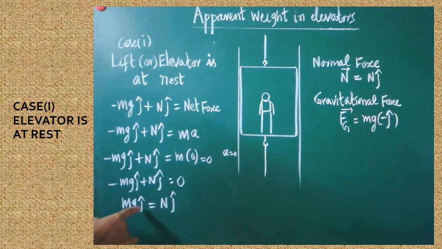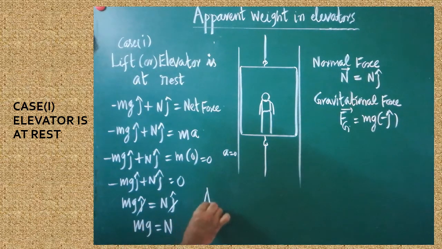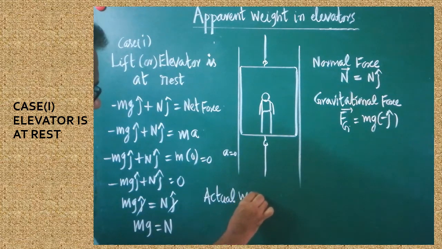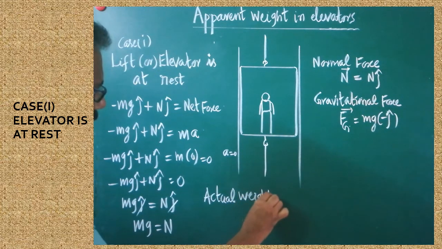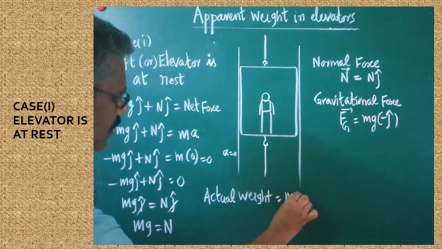Since both are the components of j cap, we can cancel both. Finally, we can write it as mg is equal to N. First, you should know which one is the actual weight. You should know the formula for actual weight. Here, the actual weight is calculated by the formula m into g.